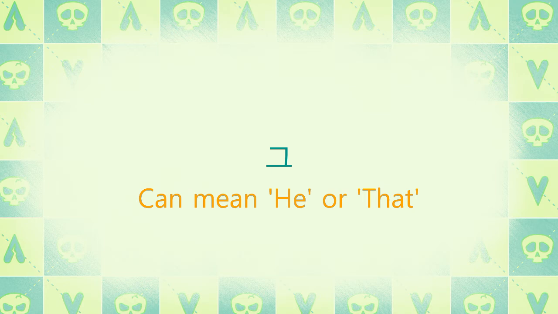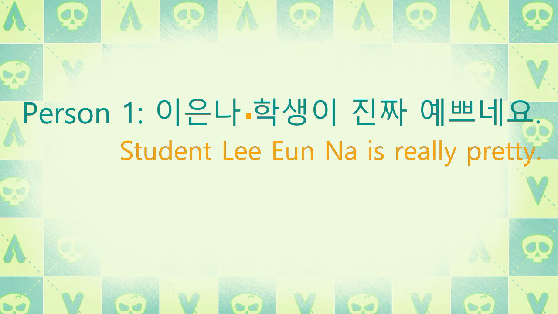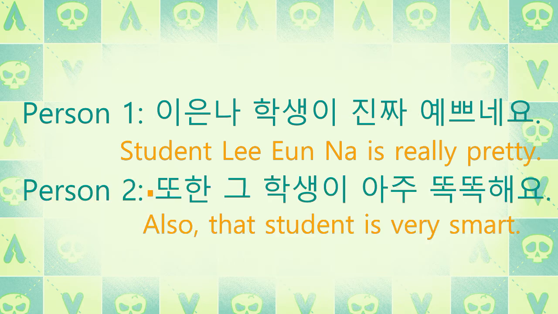Another point to mention here would be using 그 to refer to a subject in the previous sentence when you're having a conversation. So, for example, 이윤아 학생이 진짜 예쁘네요. 또한 그 학생이 아주 똑똑해요. So, 이윤아 학생이 is the name in the title. She's really pretty. And that 학생이, that student that we were referring to before in the previous sentence, is also very smart. 이윤아 학생이 진짜 예쁘네요. 또한 그 학생이 아주 똑똑해요.